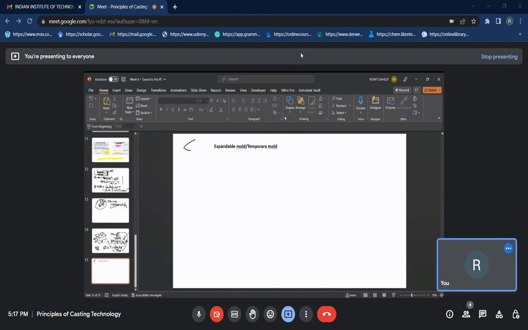Okay, so if I write it out, the first one is sand molding, the second one is shell molding, and the third one is investment casting.